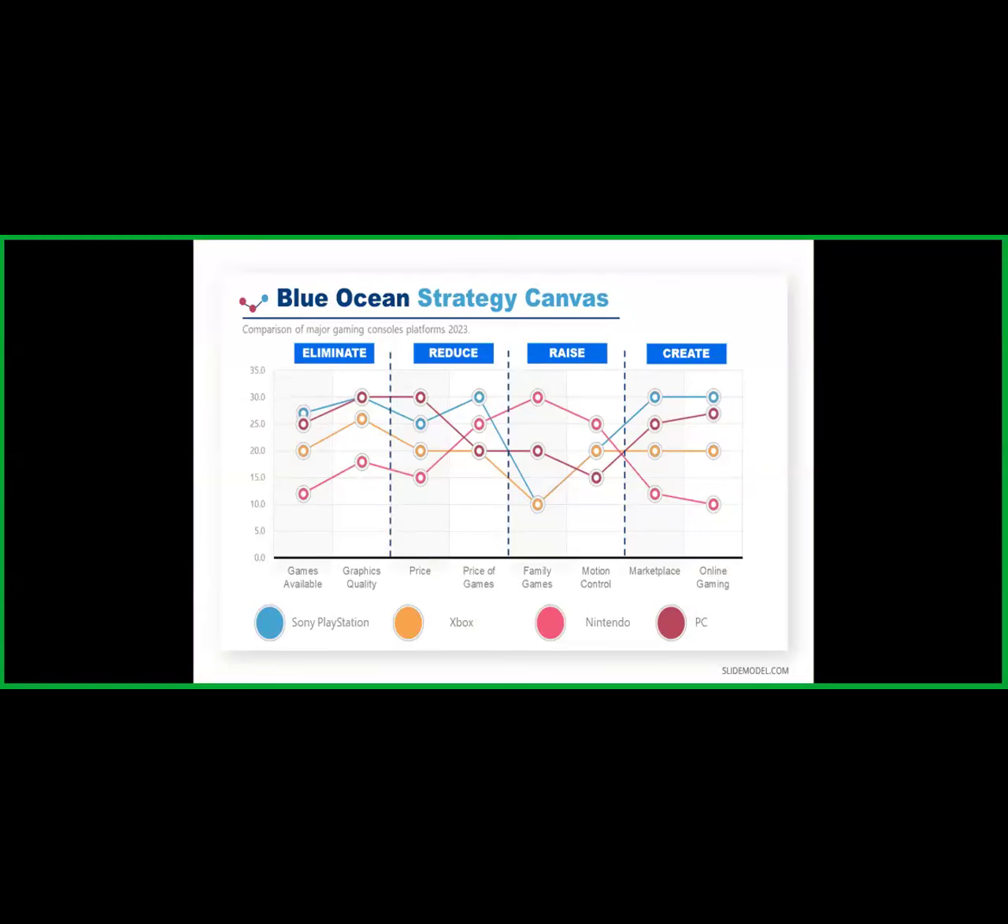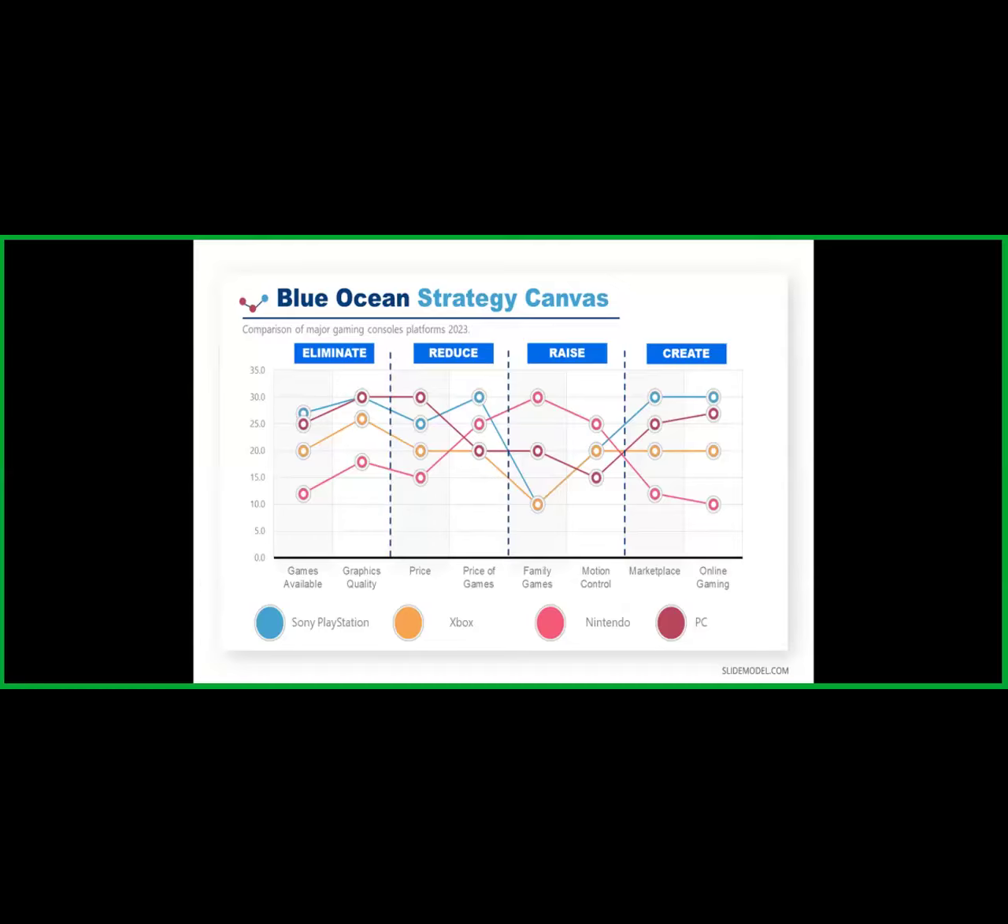The comparison is of major gaming console platforms in the year 2023, two years back. So Sony PlayStation is there, Xbox is there, Nintendo is there, and PC is there, with different colors. The company has shown which platform scores on the parameters used for the analysis: games available, graphics quality, price of the game, family games, motion control, marketplace, and online gaming.